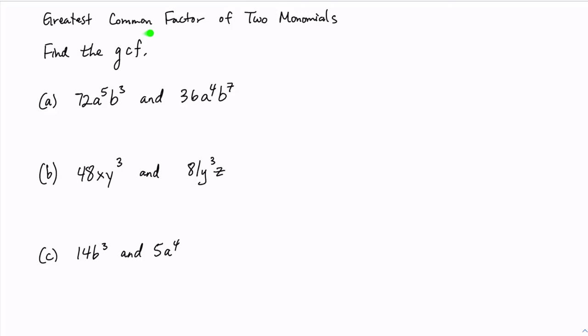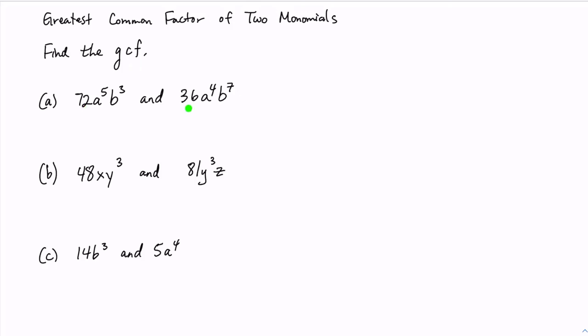Let's find the greatest common factor of two monomials. So here are going to be three examples, A, B, and C, and we're going to find the greatest common factor. Usually with variables, it's a little bit easier to find the common factors because we can always use the exponents. So it really comes back down to those numbers or those coefficients.